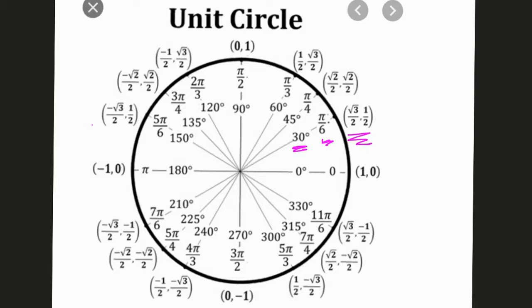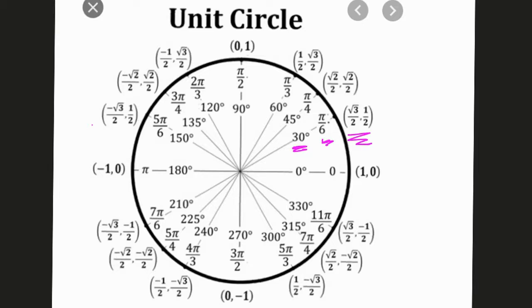So what's going to happen on this particular lesson is you're going to be asked to find the sine or the cosine or the tangent of locations on the unit circle. All right, so what you're going to want to have is the unit circle printed out or accessible because it's really, really easy. So let me show you an example.